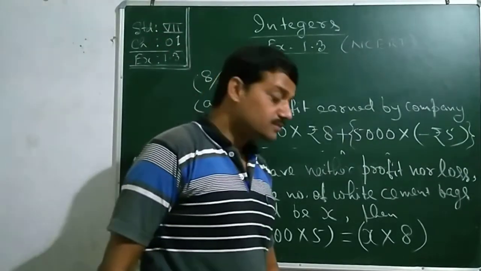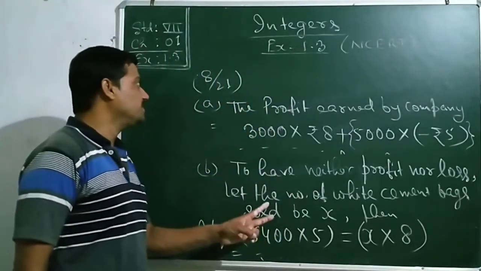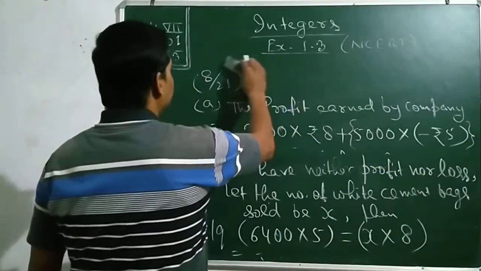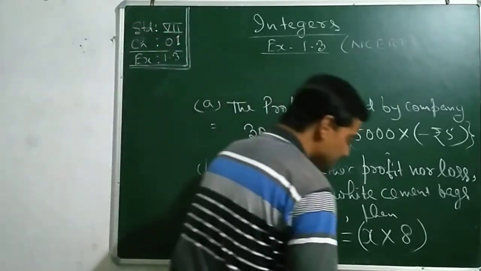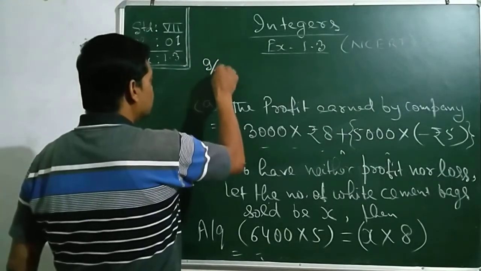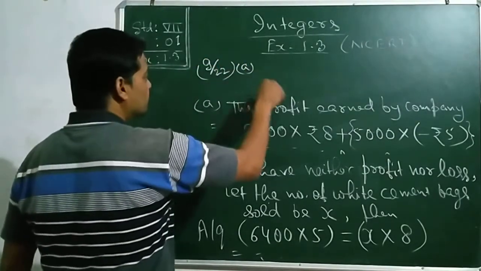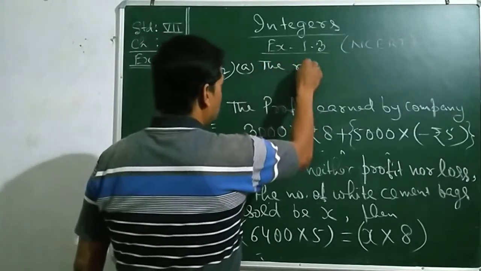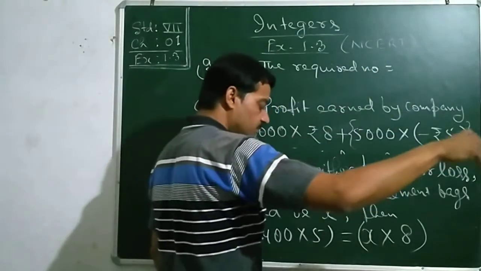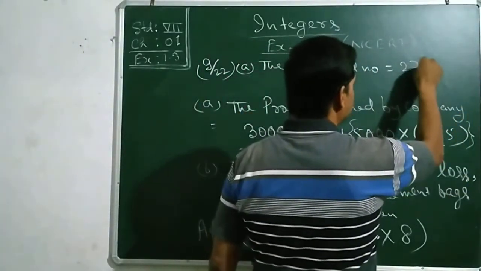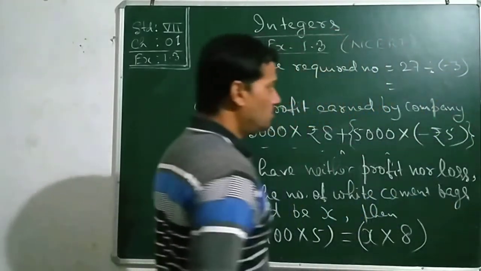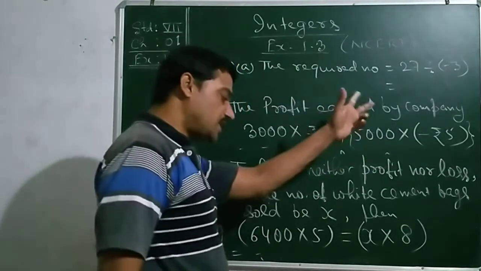And the last one is simple division in the 9 number sum. If I try to show you one of the sums here only, see, 9a. The required number is equal to 27 divided by -3. Find out what the value is and put that value there.